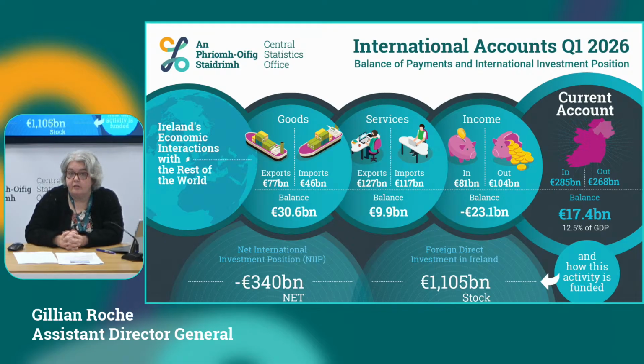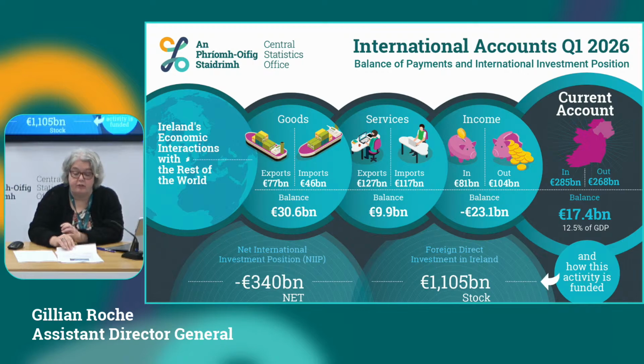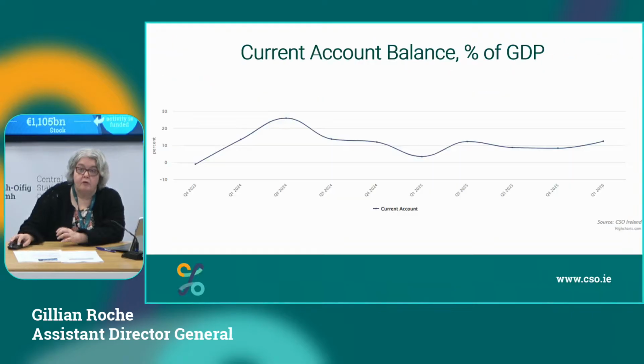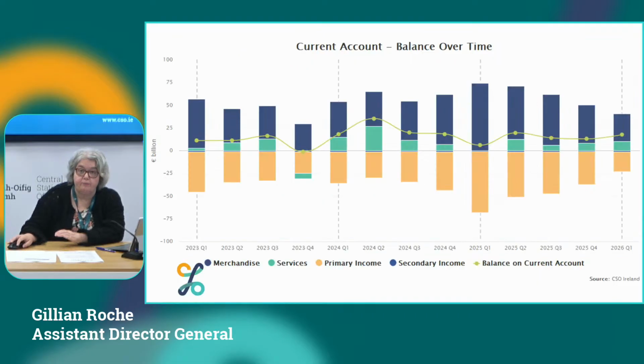At the end of March, the net international investment position, that's the balance between our financial assets and liabilities with the rest of the world, stood at a net liability position of 340 billion, and the stock of foreign direct investment in Ireland stood at 1.1 trillion euros. So then, looking at that current account balance as a percentage of GDP, we can see the trend there over time, fairly stable in recent quarters.